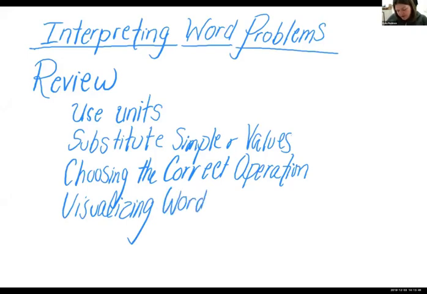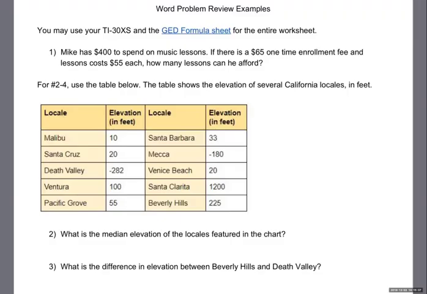So I am not going to have an agenda today with how we solve. We are just going to look at some typical GED style word problems and see if we can use these skills to figure out what's going on. So let's get started. So let's look here at these examples. Just a quick helpful reminder to everybody today, you are welcome to use your TI-30XS as we go through these problems and the GED formula sheet, because when you're taking your GED test, it's the same thing. Pretty much whenever you're interpreting word problems, you've got your calculator, you've got your formula sheet, so you just need your reasoning skills. So here we go.